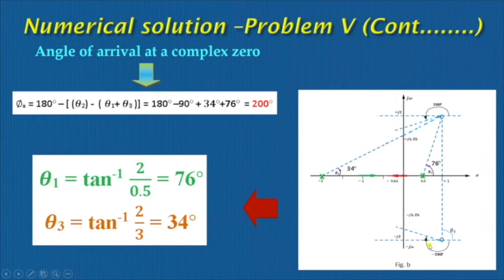If we consider the other complex zero, then we get the same value but opposite of this. For this complex zero, phi A equals 200 degrees. Then the angle of arrival for the other complex zero is equal to minus 200. Then draw plus 200 degrees as the angle, and this is the minus 200 angle.